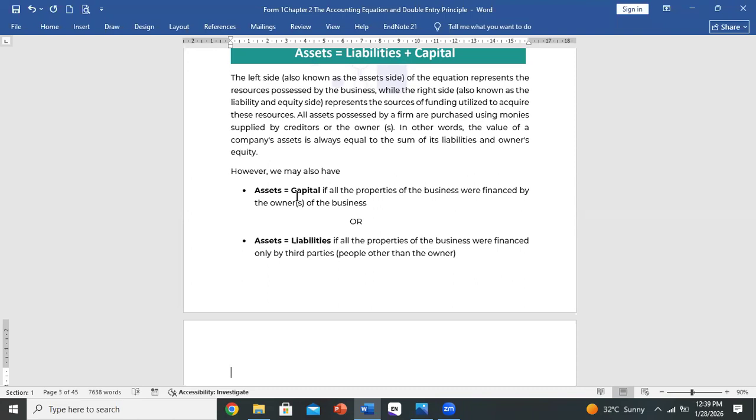Now, there are some families that don't have anything of their own. Everything they have is borrowed from third people. In that case, their resources were provided by other people who are not members of the family. And that becomes assets equals what? Liabilities.